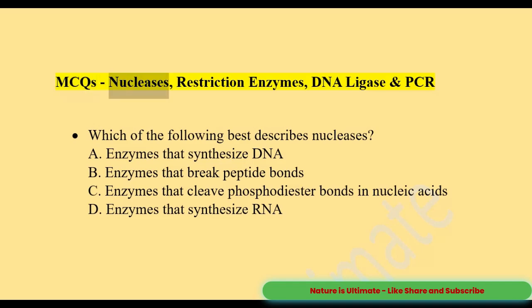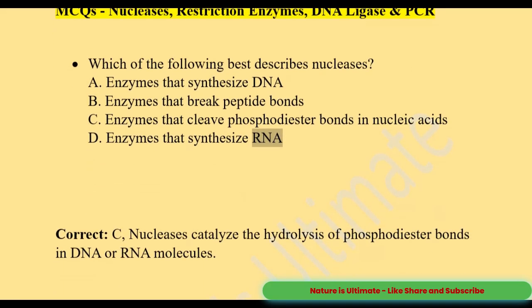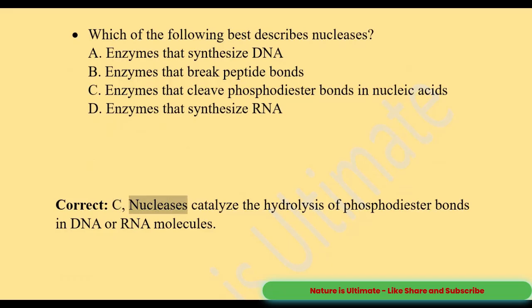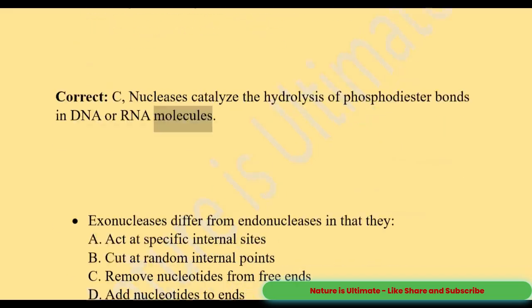MCQs: nucleases, restriction enzymes, DNA ligase and PCR. Which of the following best describes nucleases? A. Enzymes that synthesize DNA. B. Enzymes that break peptide bonds. C. Enzymes that cleave phosphodiester bonds in nucleic acids. D. Enzymes that synthesize RNA. Correct: C. Nucleases catalyze the hydrolysis of phosphodiester bonds in DNA or RNA molecules.